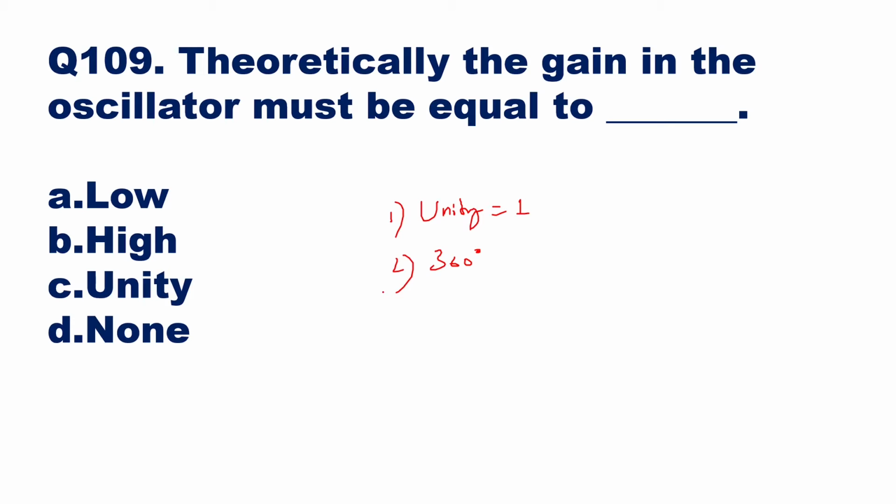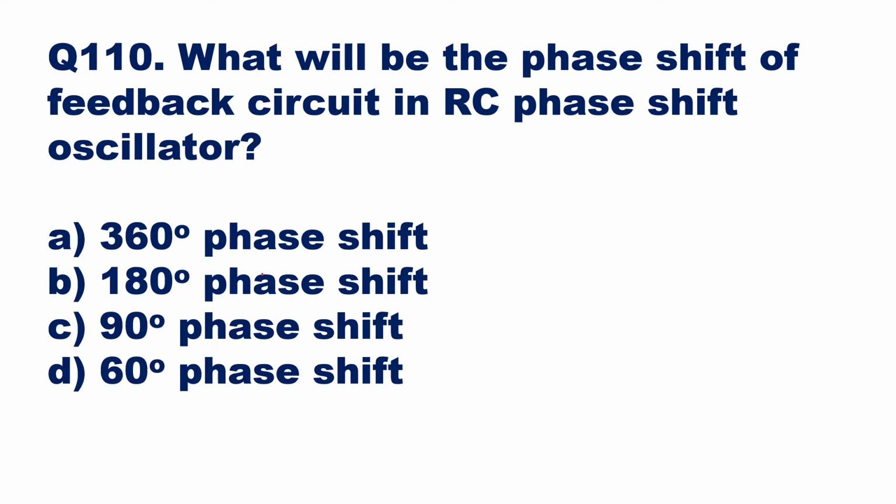So here unity gain means option C will be the right answer. So option C, unity, is the right answer. So here you can see theoretically the gain in the oscillator must be equal to unity, that is 1. Then we'll go to question number 110.